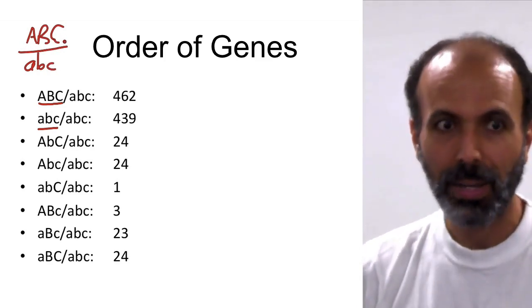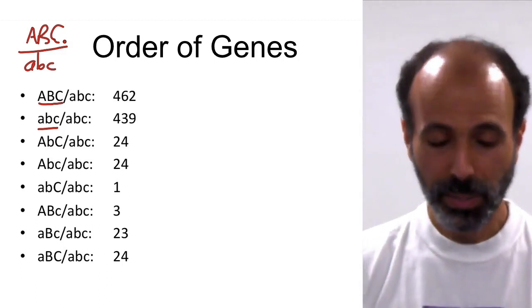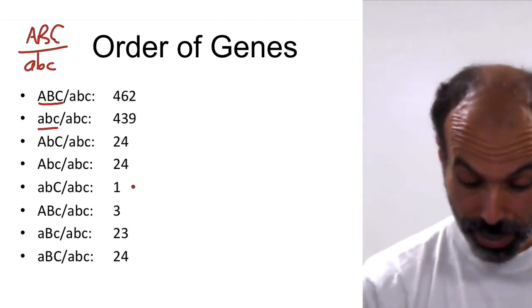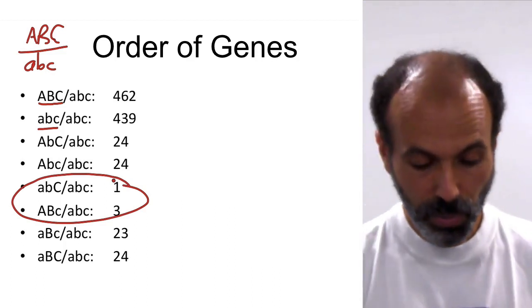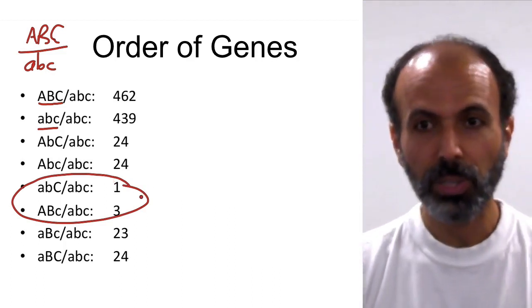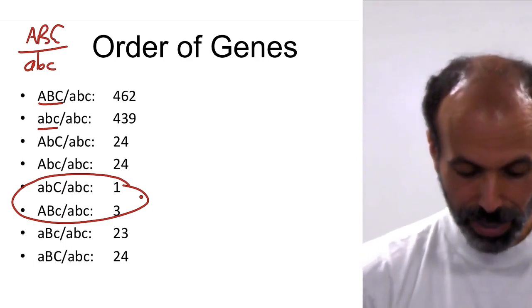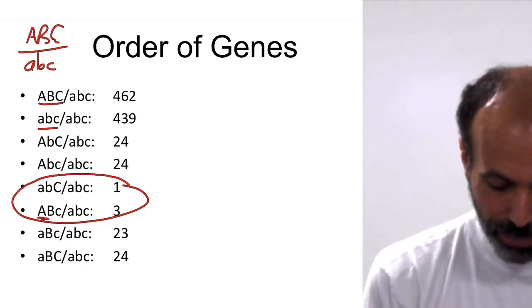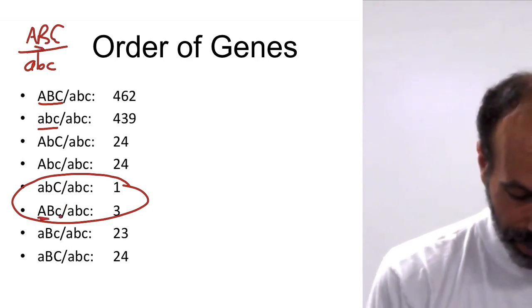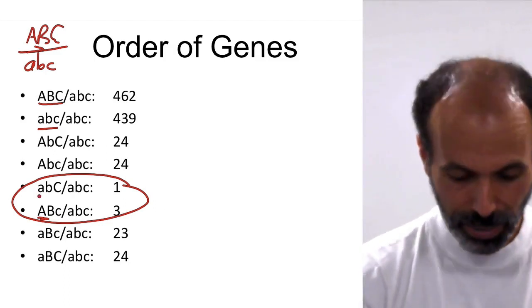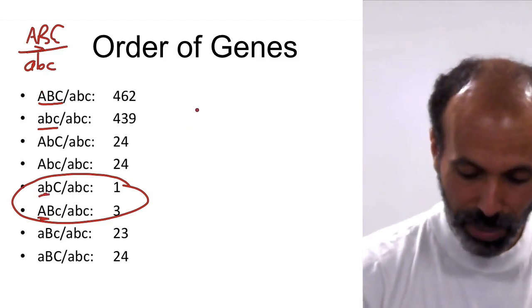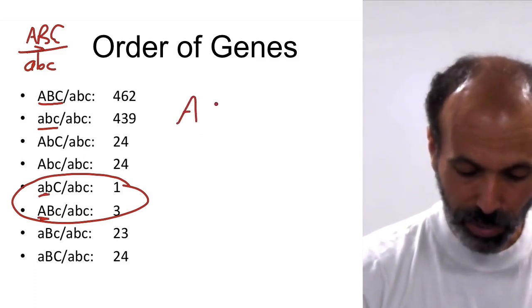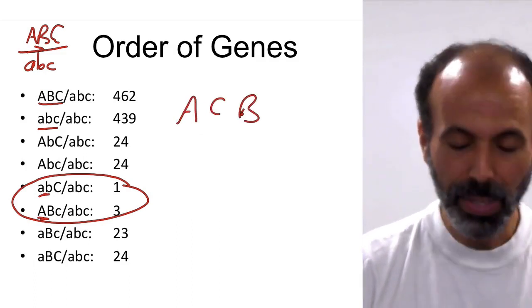What is the rarest combination? What are the rarest two combinations here? In this case, the rarest two would be these two. So what we said is that this would necessarily be the double recombinant class. Given that, when we look at it, A and B are in the same phase relative to the parents, C is in a different phase. So in this case, we can infer the order is actually A, C, B.